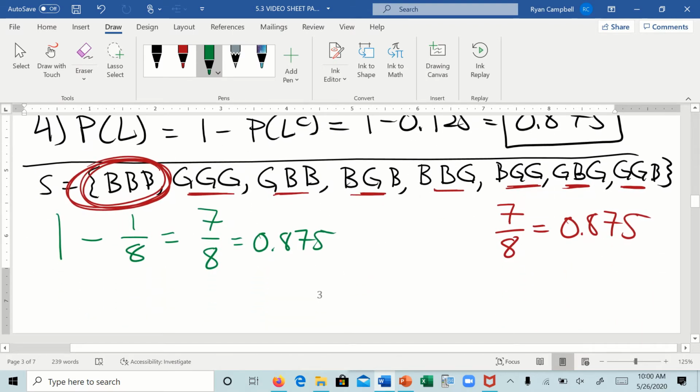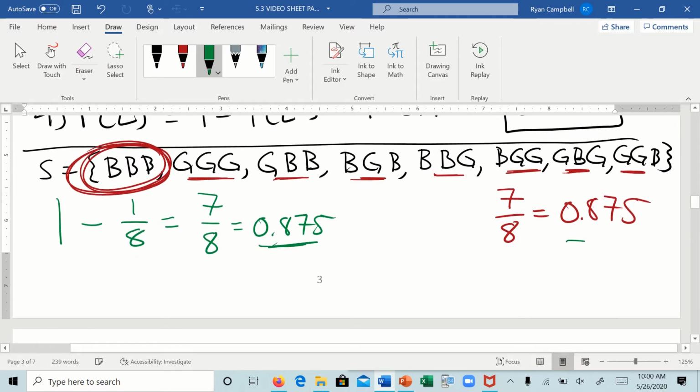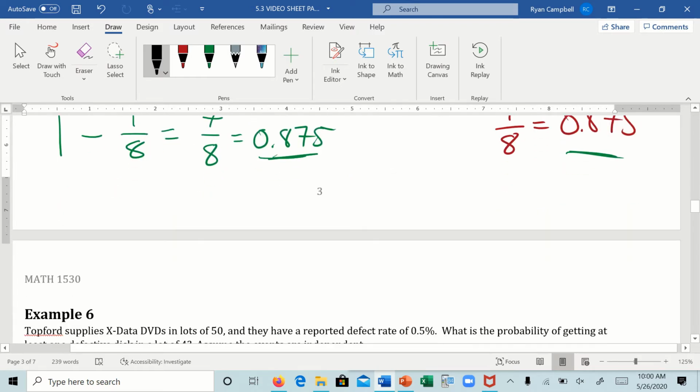And again, the reason why is because when this number gets really big, if you have 5, 6, 7, 8 kids, it's going to be way too much to just write it all out. So instead, we take the one case and subtract it from 100%. But we end up with the same answer both times. All right, let's do another one.